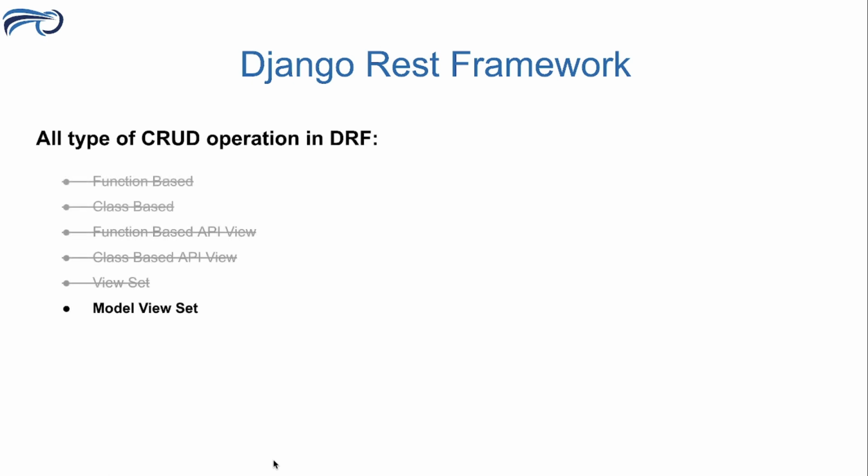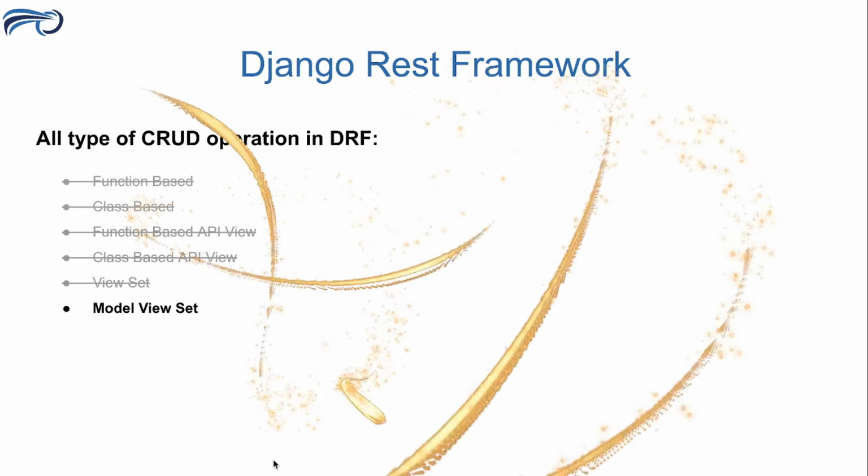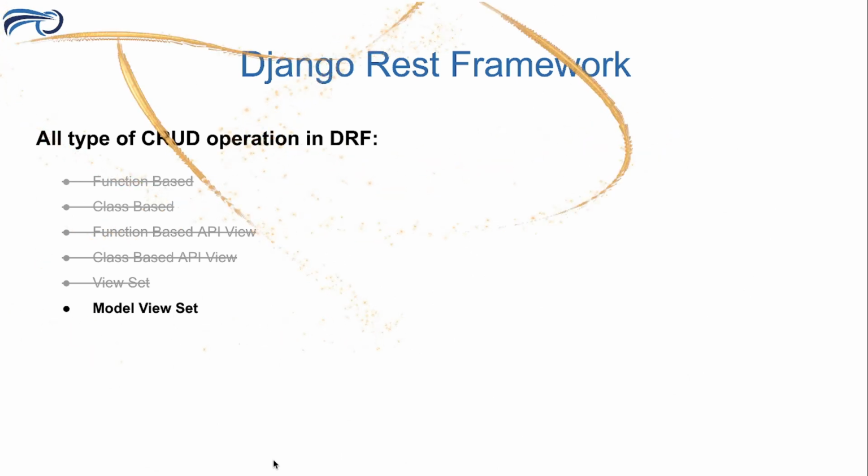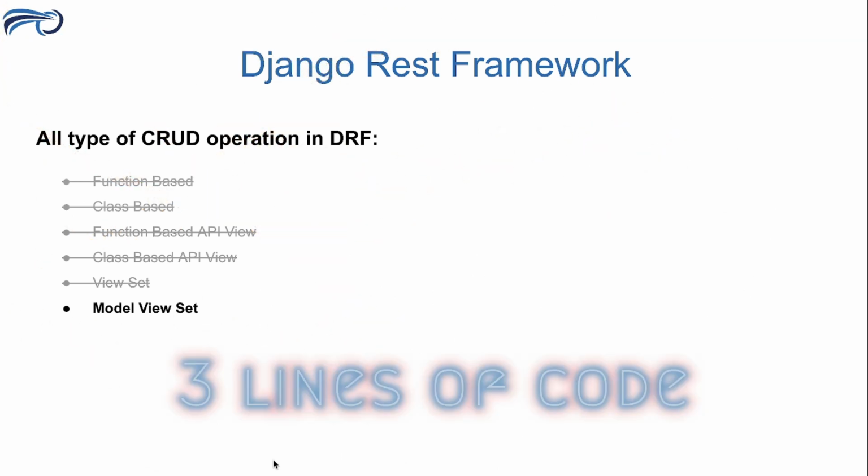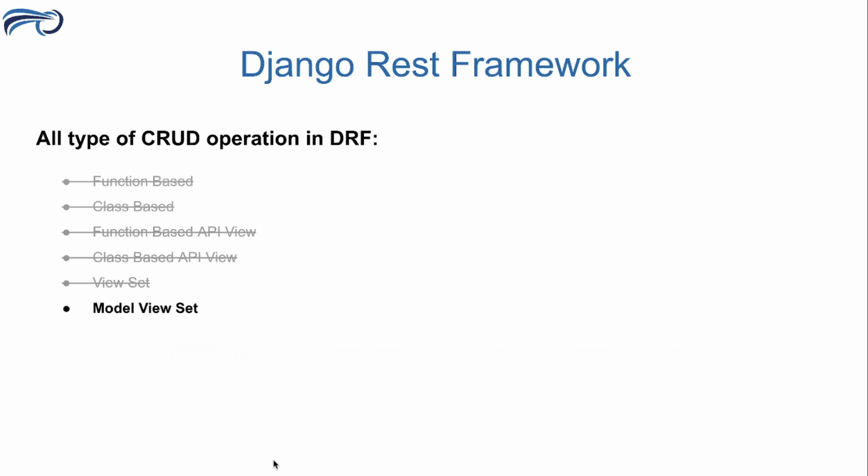So till now we have seen 5 different kinds of CRUD operations in the Django Rest Framework playlist. So in today's video we are going to do some kind of magic. Yes, you heard it right. We are going to do some magic because in just 3 lines of code we are going to write the whole CRUD operation with get method, post method, put method, patch method and delete method.